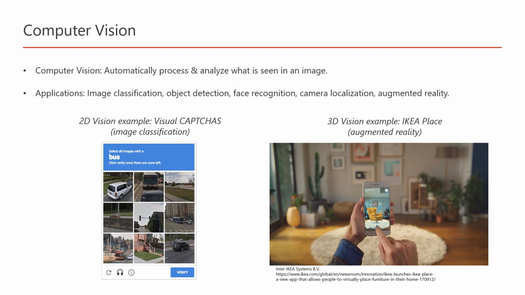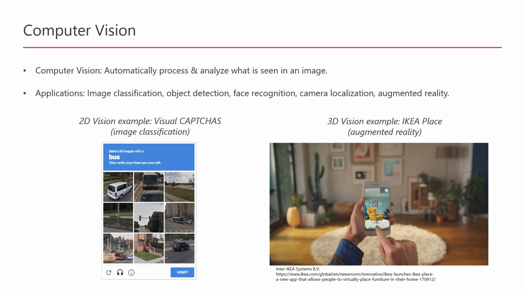So, computer vision in its entirety, it's essentially the field of automatically processing and analyzing what you see in an image so that the computer can do it for you. And the applications are pretty vast. Famous examples are image classification. For instance, this example on the bottom left. This is like a 2D vision example. Using visual captures to determine whether or not a human is entering a web page. I'm sure you're all quite familiar with that one.